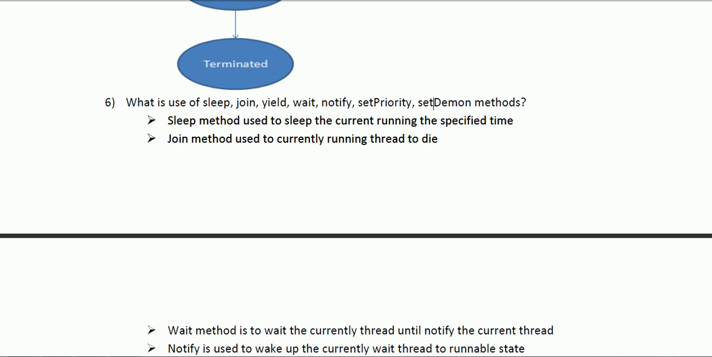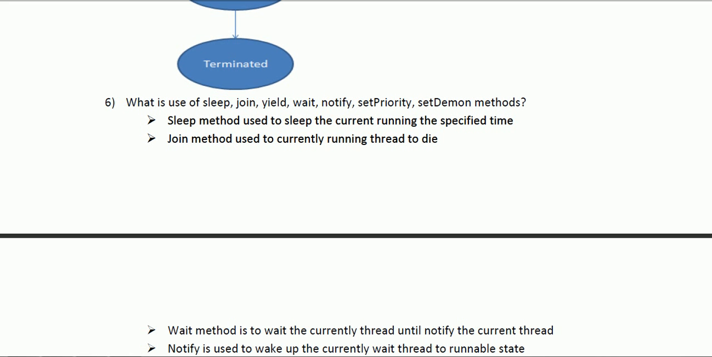Now the next follow-up question is, what is the main difference between sleep and wait? Whenever you apply a sleep method, it does not release the lock on the resource, and it is still going to sleep for the specified amount of time. But in the case of wait, whenever you apply wait on a particular thread, it is going to release the lock on the resource, and then it will wait for the notify signal from another thread. So that is the basic difference between sleep and wait.